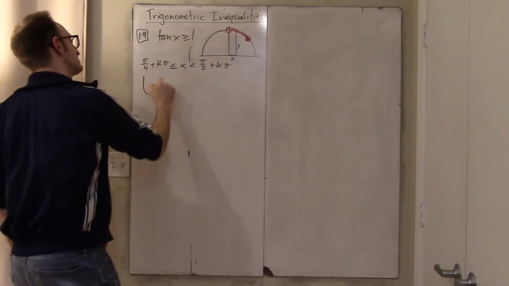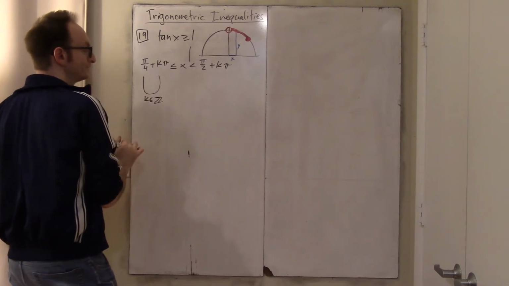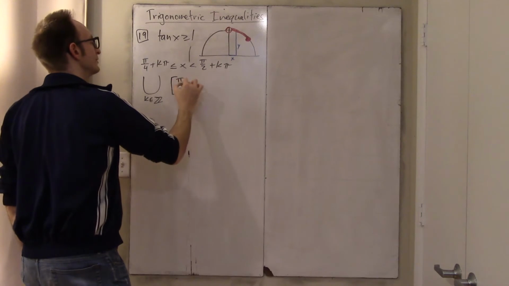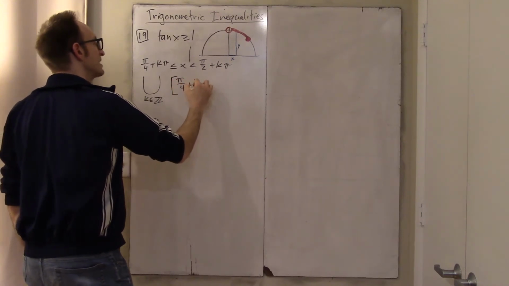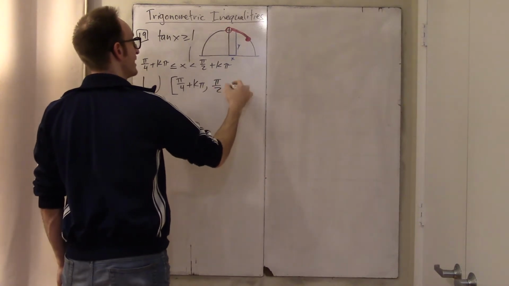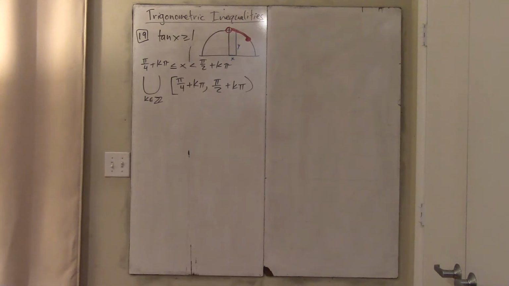And therefore the answer to this problem, as I said in class, is the so-called half-open interval, so closed on the left and open on the right, from pi over 4 to pi over 2, but then repeated every pi, so an infinite number of those.